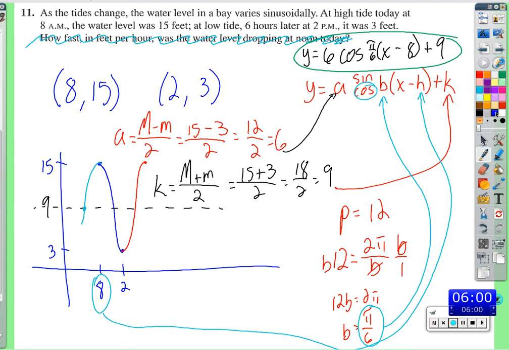I'm going to leave this up here, so check out the work. See how we started with just 2 points, 8, 15, and 2, 3. It's pretty helpful to visualize it with a graph, so I suggest going and doing that. And just figure out all those different pieces, which you saw how we easily came up with the amplitude and the vertical shift. Period was pretty simple.